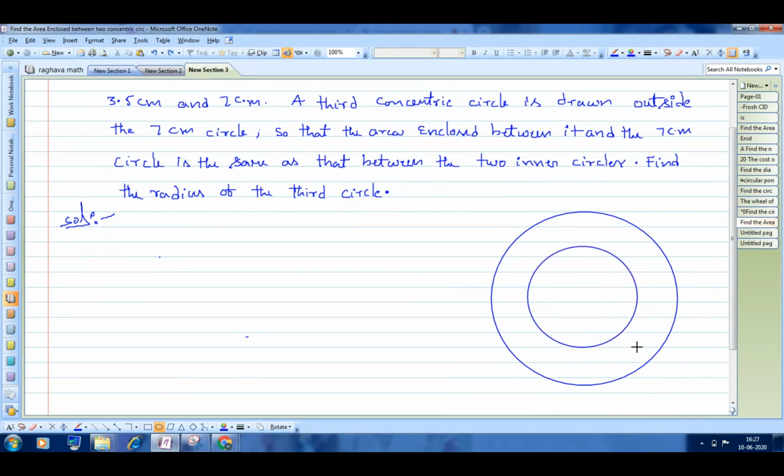Sir, we have to find the areas of the two concentric circles and subtract both of them. Correct.